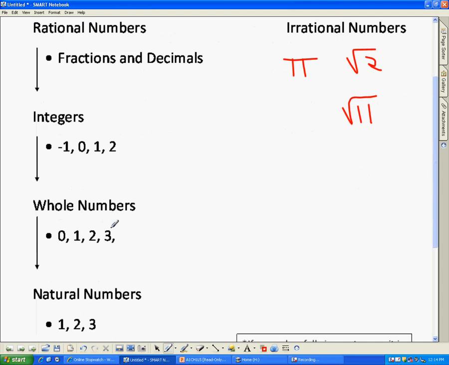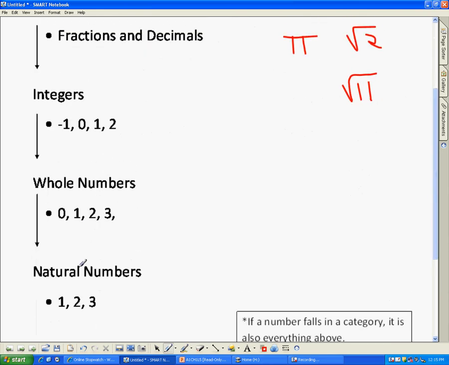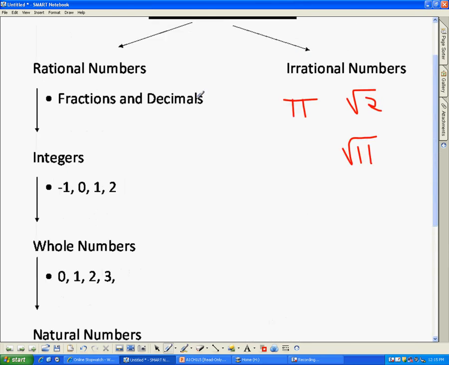Then you have natural numbers. Natural numbers are your counting numbers. Like if I gave you a stack of papers and I said start counting them, you would start with 1, 2, 3, and so on. You wouldn't start with 0. So that's the difference. 0 is the only difference between natural numbers and whole numbers. And if a number is a natural number, it's everything above it. So it's also a whole number, it's also an integer, it's also a rational number.